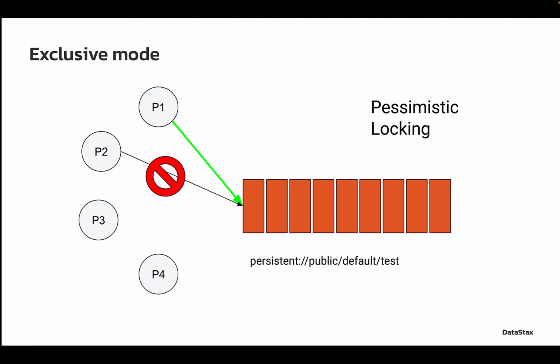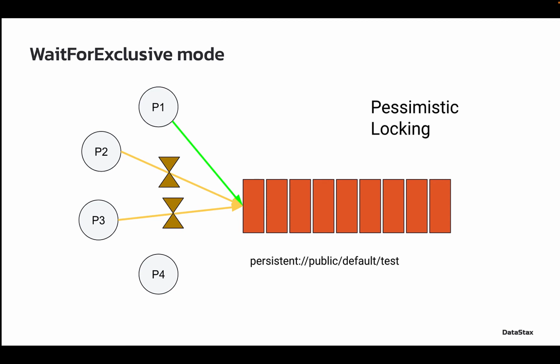In exclusive mode, you have only one producer that can write, and it actually holds a lock on the topic. In this case, we have P1 that is connected and writing. If P2 tries to connect, it fails. But when P1 disconnects, it releases the lock and P2 is now able to publish messages.